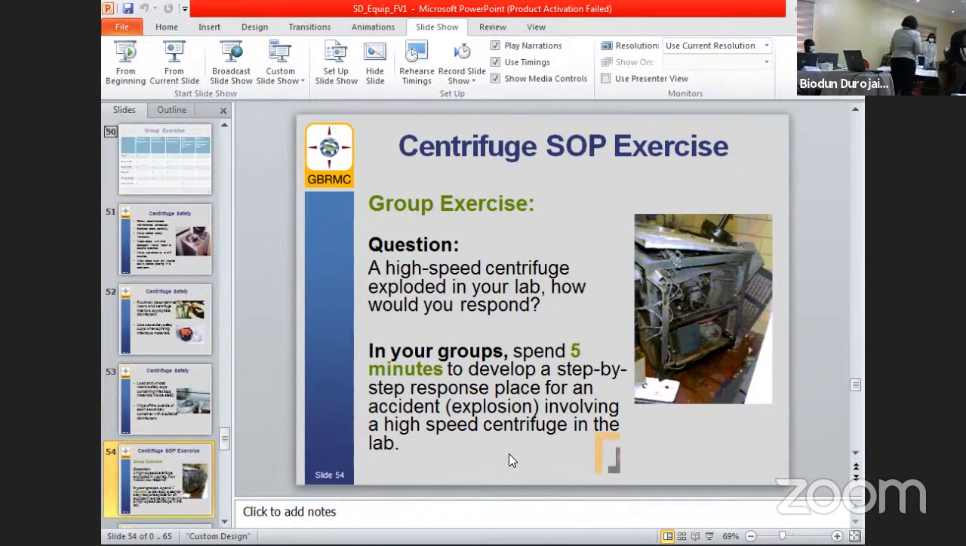Take your sticky notes. This centrifuge exploded in your lab. Begin to think now. How would you respond? A high-speed centrifuge exploded. What would you do? I want you to write how you would respond, and I'm going to take your sticky notes. One answer per sticky note. It's like a bomb.